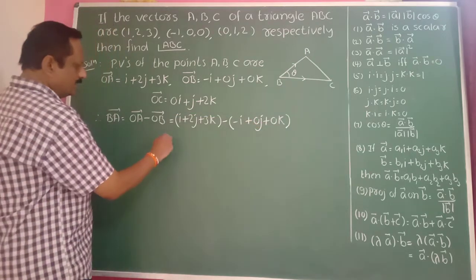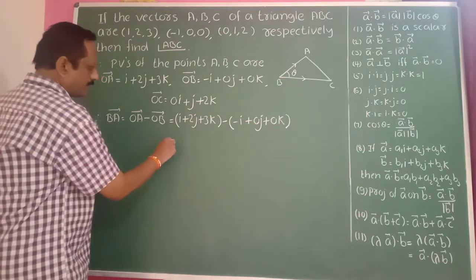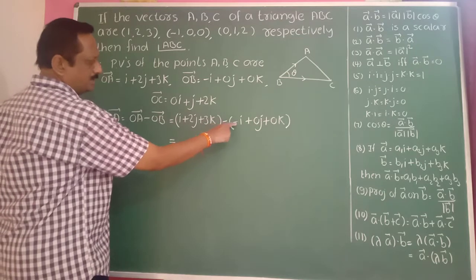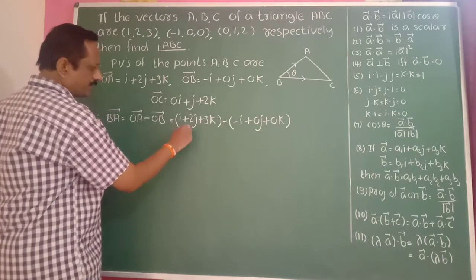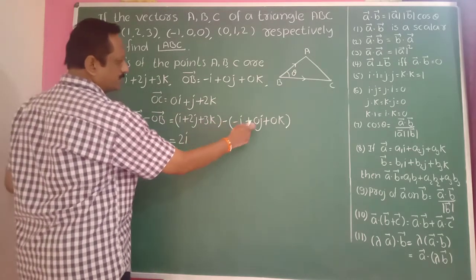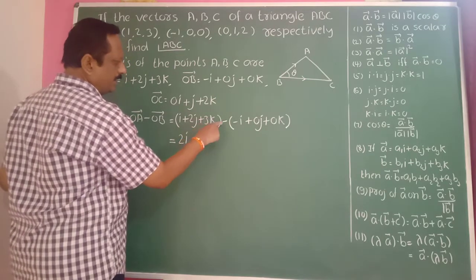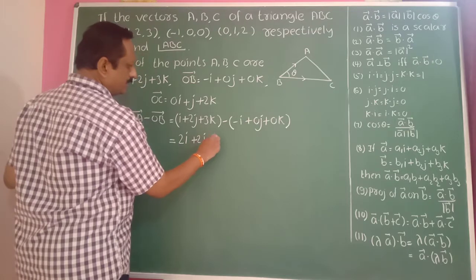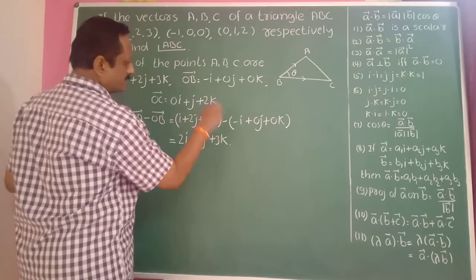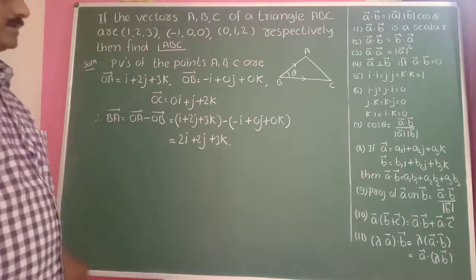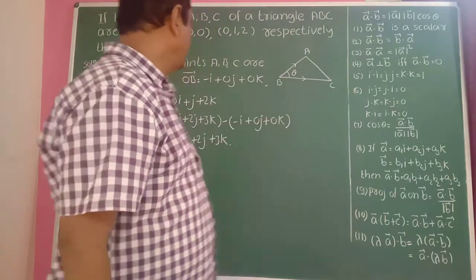Hence, this can be written as: i plus i becomes 2i. 2j minus 0j gives plus 2j only. 3k minus 0k is plus 3k. This is vector BA. Now we need to find the vector BC.